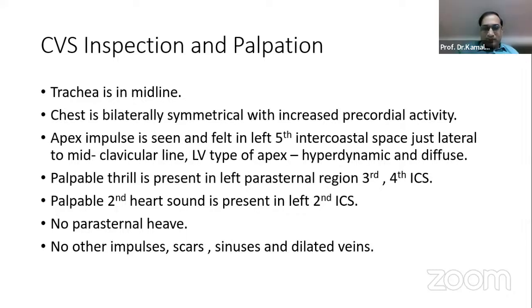Yes, Mohit, go ahead to examination. Inspection and palpation. Trachea is in midline. Chest is bilaterally symmetrical with increased precordial activity. Apex impulse is seen and felt in left fifth intercostal space, just lateral to the mid-clavicular line. LV type of apex, hyperdynamic and diffuse. Palpable thrill is present in left parasternal region in third and fourth intercostal space. Palpable second heart sound is present in left second intercostal space. There is no parasternal heave, no other impulse, scar marks, sinuses, or dilated veins.